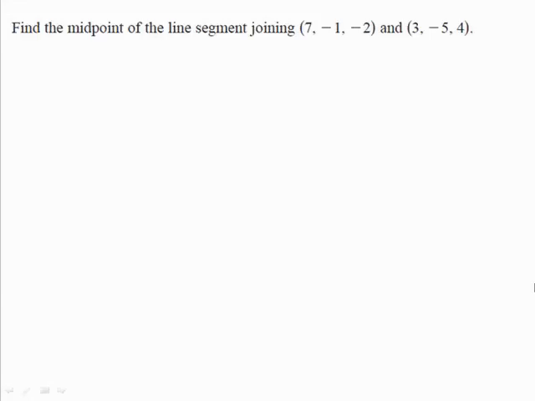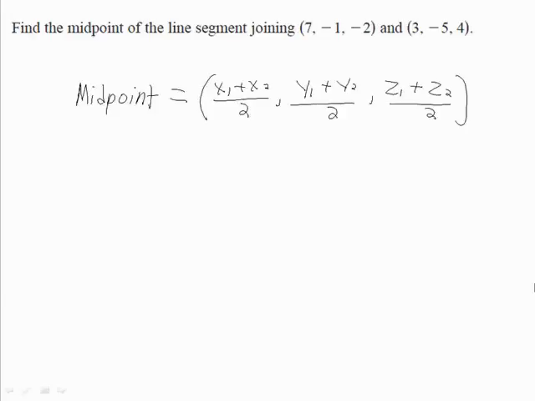Find the midpoint of the line segment joining the ordered triple 7, -1, -2 and the ordered triple 3, -5, 4. Begin by writing the formula for the midpoint. Then substitute the ordered triple 7, -1, -2 for x sub 1, y sub 1, and z sub 1, and substitute the ordered triple 3, -5, 4 for x sub 2, y sub 2, and z sub 2.